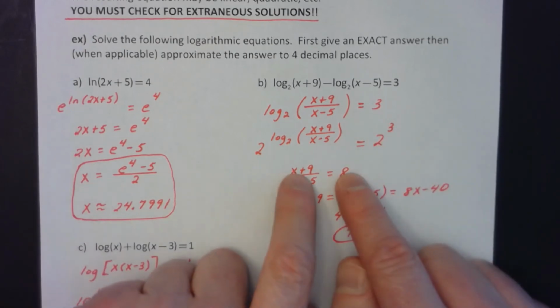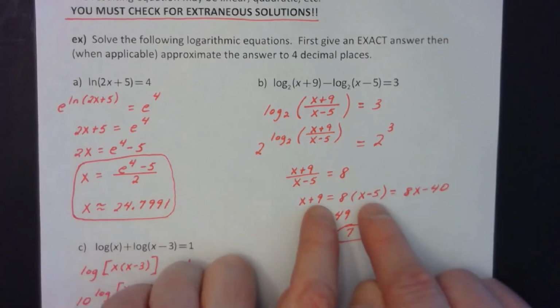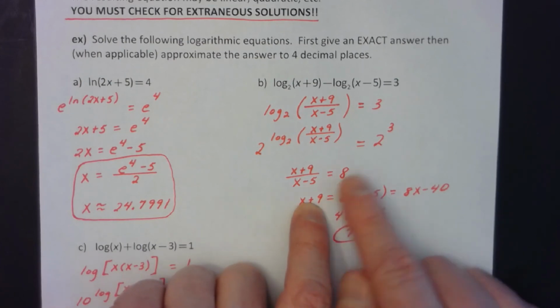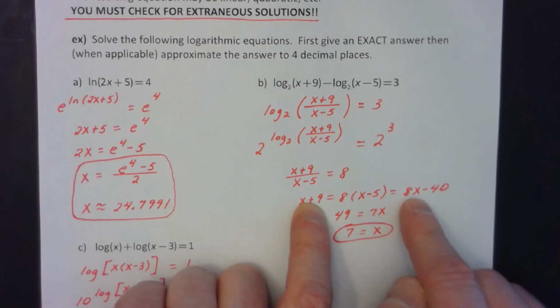So now I have this equation. In order to solve it, I multiplied by x minus 5 on each side. That gave me x plus 9 is equal to 8 times x minus 5. I distributed the 8 to get 8x minus 40.